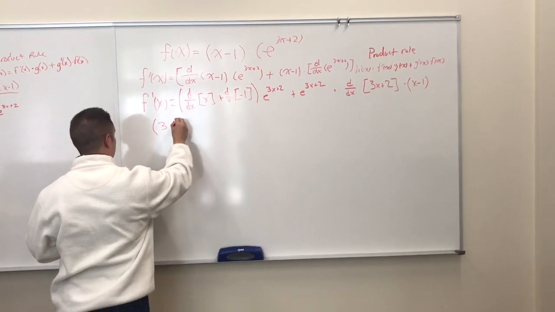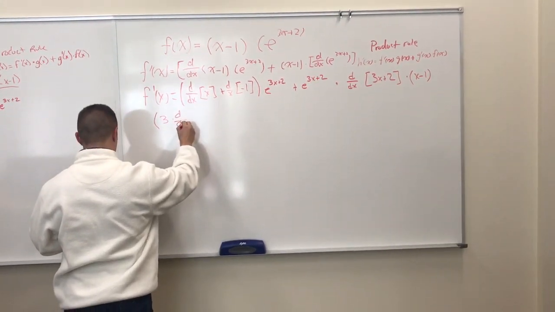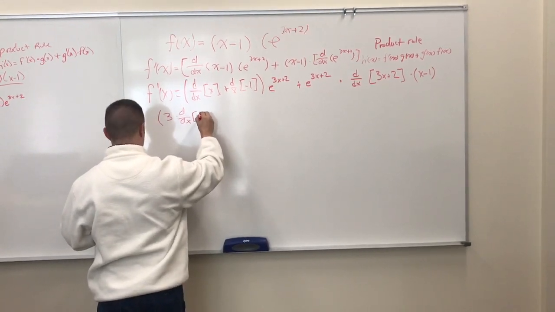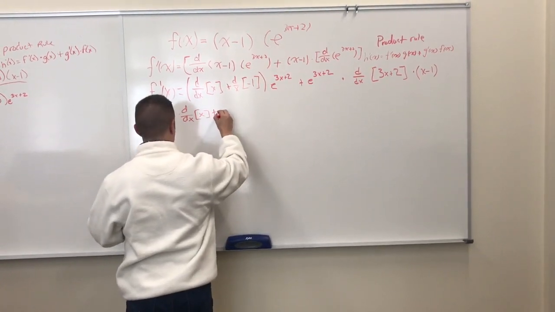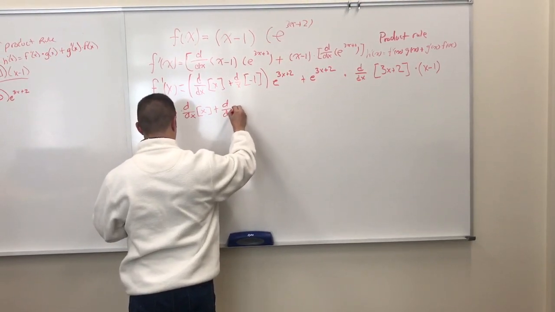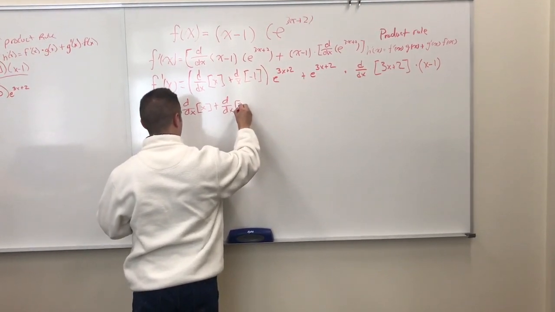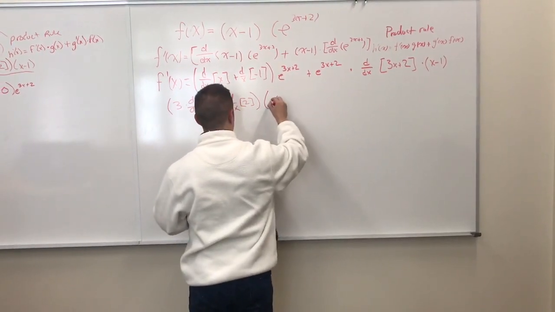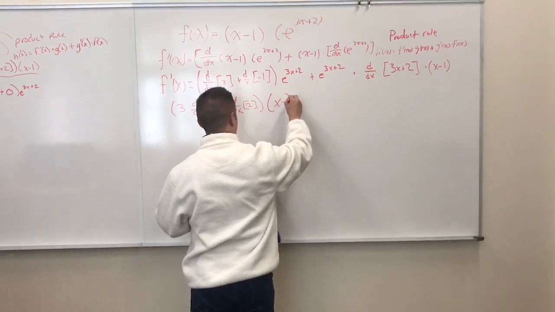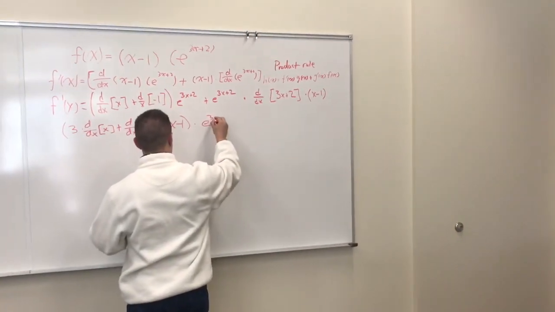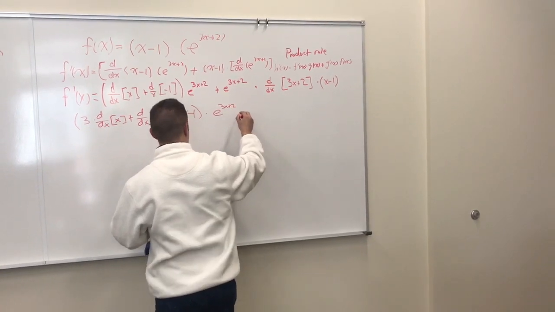Next step is we will take all the common factors of the 3x plus 2 derivative and take the derivative of that. So 3 as a coefficient isn't being differentiated, so it's 3 times the derivative of x plus the derivative of 2, times (x minus 1) times e to the 3x plus 2, plus the derivative of x minus 1, which is 1 plus 0, times e to the 3x plus 2.